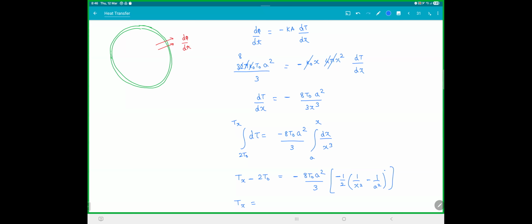Any doubts on this? All clear? Clear, na, Vedika? हो गया? Advait? Advait? Is there? Okay.